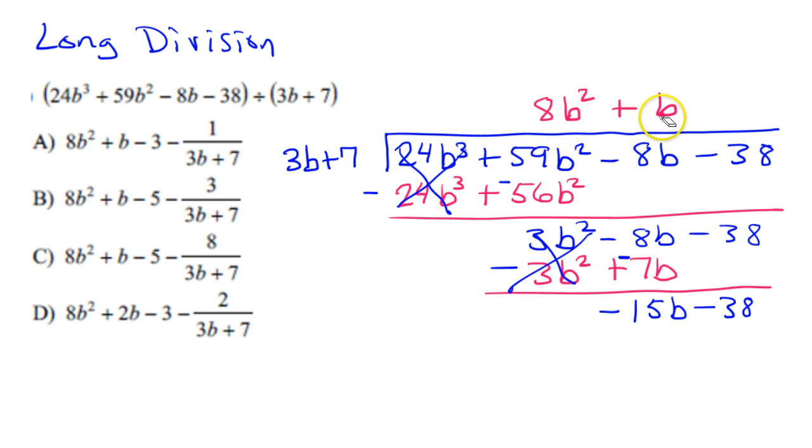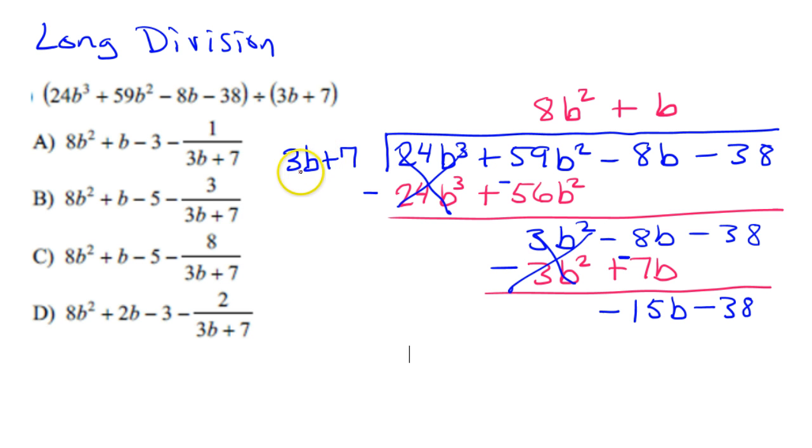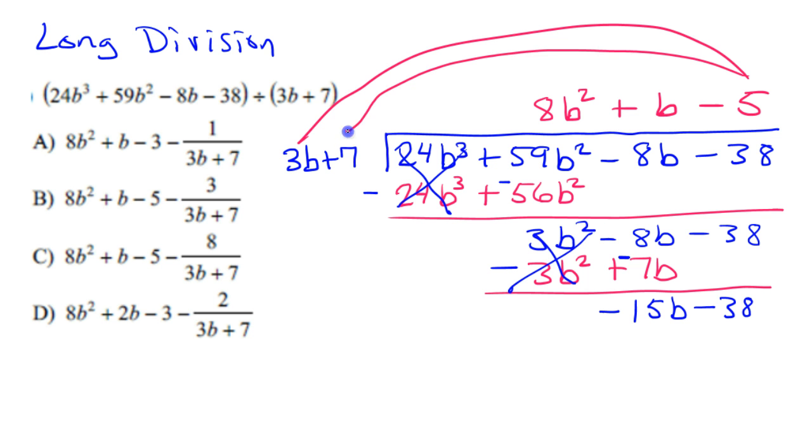So I've got one term left. I got my b squared term, I've got my b term. It's time for the constant. So what will the constant be? Well, 3b times what will give me negative 15b? 3 times 5 is 15, so how about negative 5? Alright, let's think about that one more time as we distribute. Okay, so negative 5 times 3b, it makes sense that that would make negative 15b. Negative 5 times 7 would be negative 35.